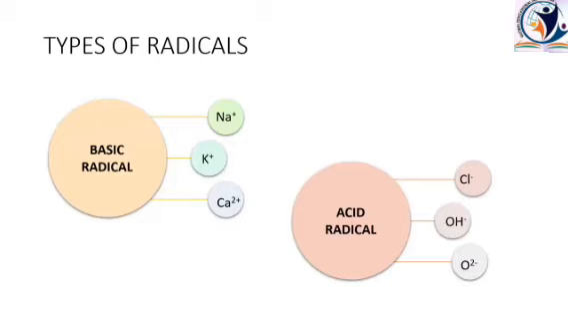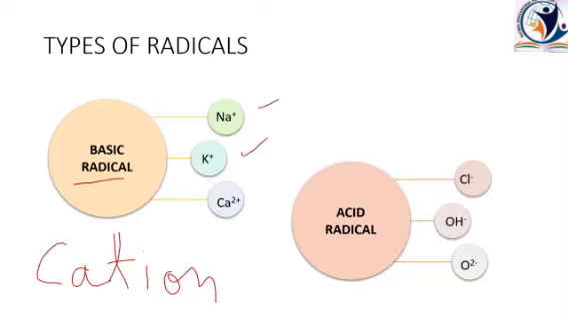Types of radicals. Radicals are of two types. First is basic radicals. Basic radicals are those which have a positive charge on them. They are also called cations. For example, Na plus, K plus, Ca2 plus. They are called basic radical or cation.